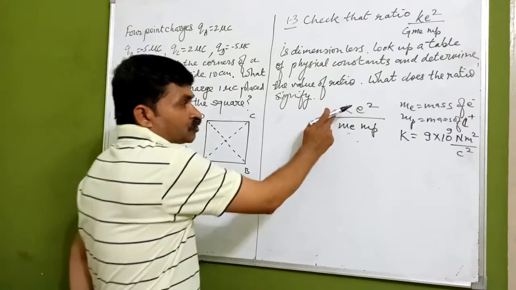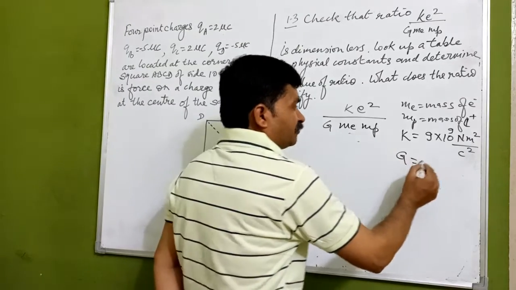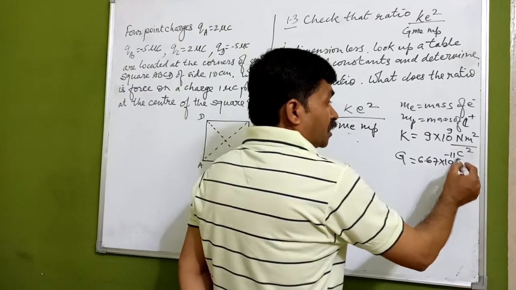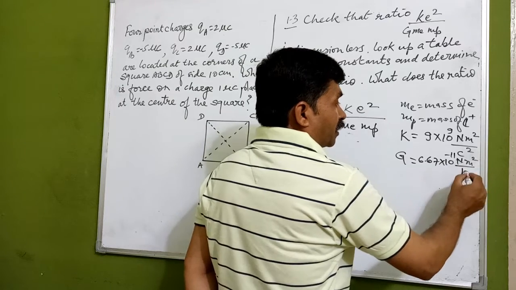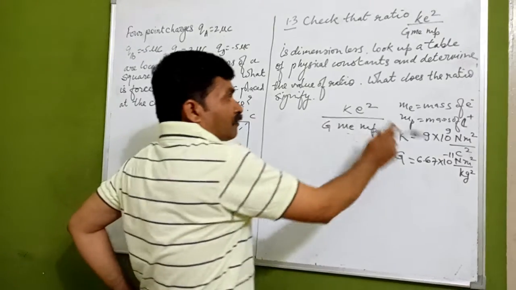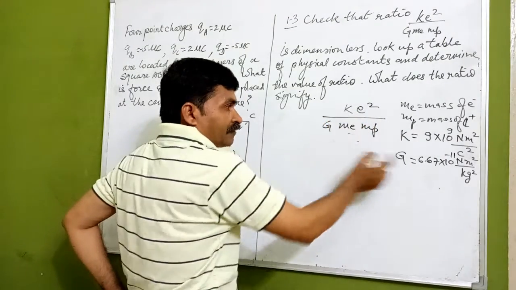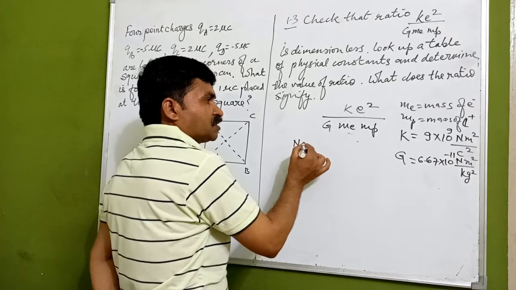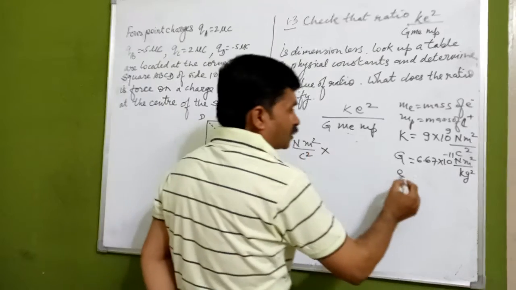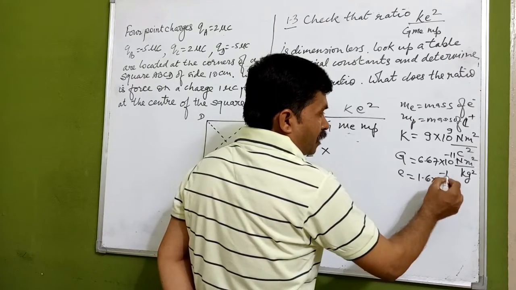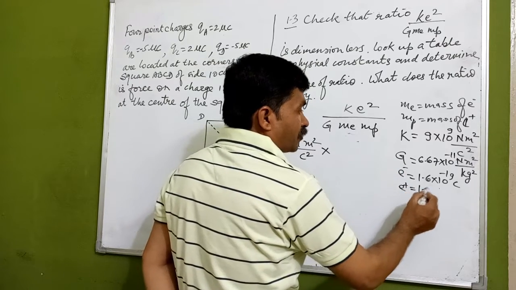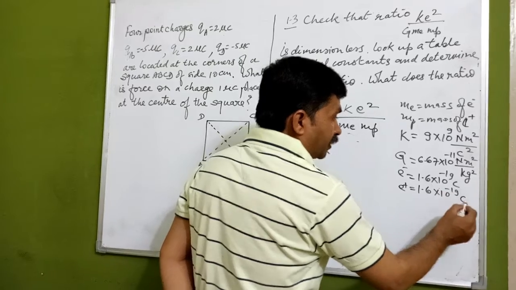Now if we go through G, the value of G which we know is 6.67 into 10 raised to the power minus 11 Newton meter square per kg square. Now if we substitute only dimensions, the dimensions of K are Newton meter square upon Coulomb square. The electron has a charge of 1.6 into 10 raised to the power minus 19 Coulomb. Proton has the same charge, 1.6 into 10 raised to the power minus 19 Coulomb.